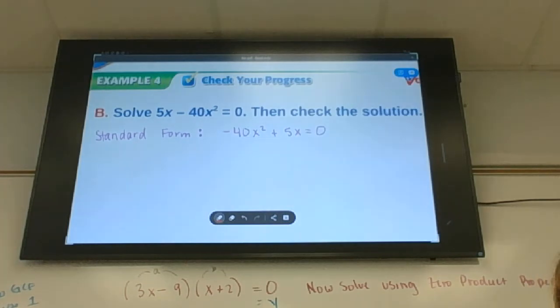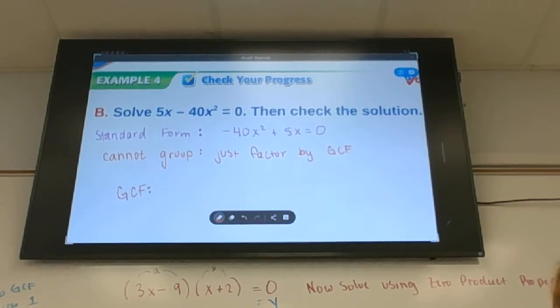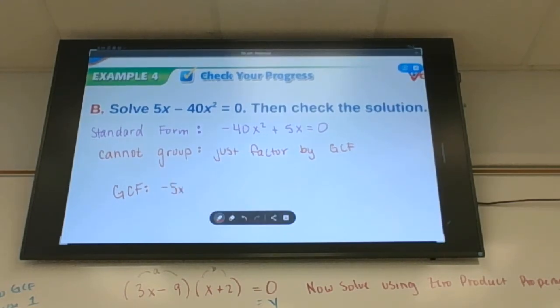Can you factor this by grouping? No. Then how will we factor it? Just solve it. Did you already do it? Cannot group. The other thing we did, we just factored by GCF. It's a binomial. So when I look at just these two terms, what would the greatest common factor be? 5 and x. Ooh, I want to take a negative because this is negative in front. Correct. That's a great evaluation, and I was just skipping that.